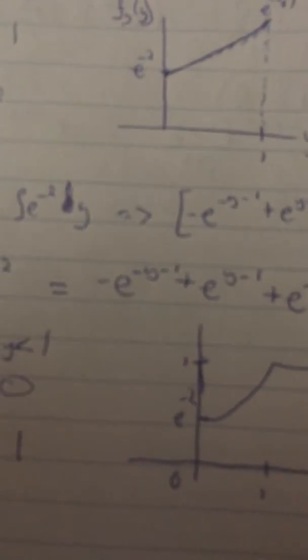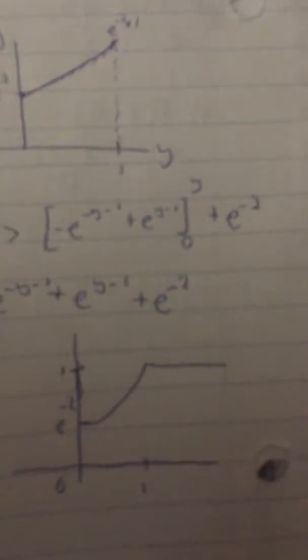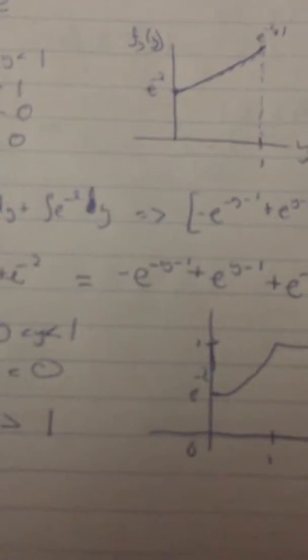And then this will be your final answer for the integration, negative e to the negative y minus 1 plus e to the y minus 1 plus e to the negative 2. And to get F of y, when y is from 0 to 1, this will be the answer. The integration will be the answer. When y is less than 0, you can see right here, it's just going to be 0. When y is greater than 1, it's just going to be 1.